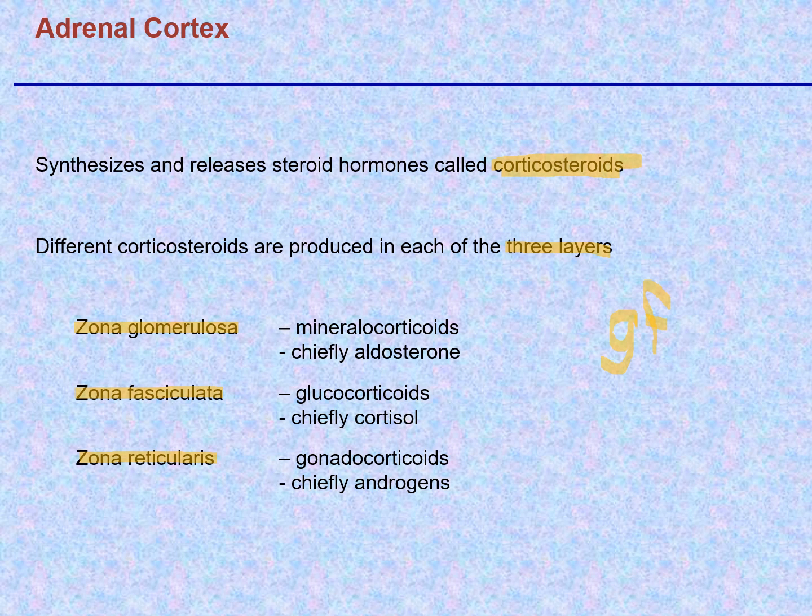Okay. Now that first layer, the products of that first layer, the zona glomerulosa, are termed mineralocorticoids, and the main hormone that's produced there is aldosterone. The second layer, zona fasciculata, produces what are collectively called glucocorticoids, and the main one being produced is called cortisol. And the third layer, the zona reticularis, produces gonadotropins, and the main ones are androgens.